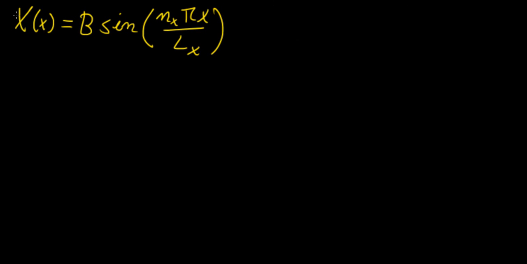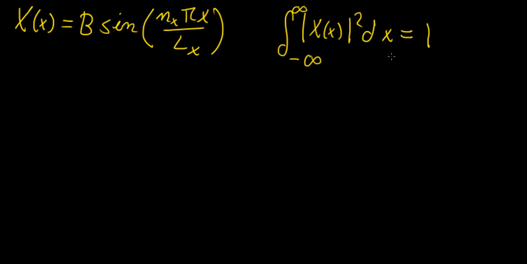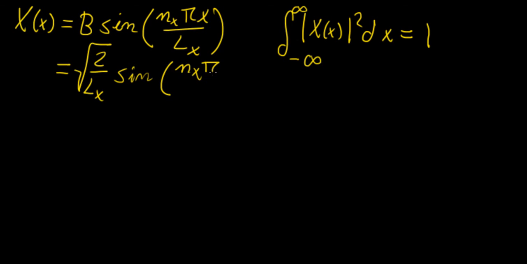All we need to do is integrate from minus infinity to infinity of the square of this function, so the absolute value squared, and set it equal to 1 so that we can solve for that constant B. This is exactly the same problem that we solved last time. So we know that this term is going to be root of 2 over Lx in this case, because that's just what we call the length. So this is going to be the particular solution to the problem.